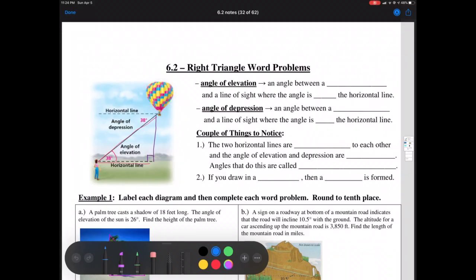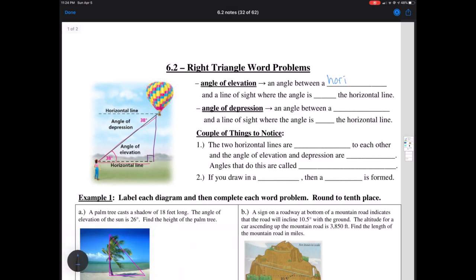6.2 Right Triangle Word Problems. So this lesson is an application of what you've learned in 6.1, the basic trig ratios. So first we have an angle of elevation: an angle between a horizontal line and a line of sight where the angle is above the horizontal line.